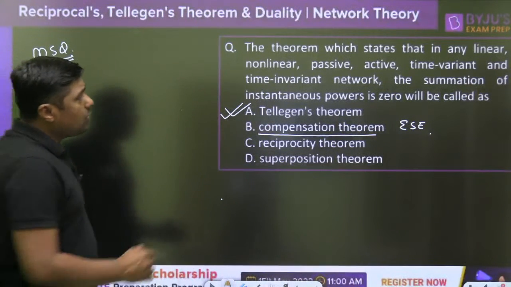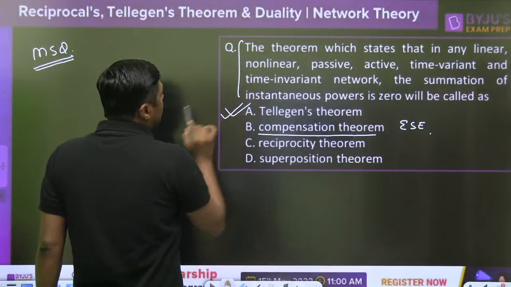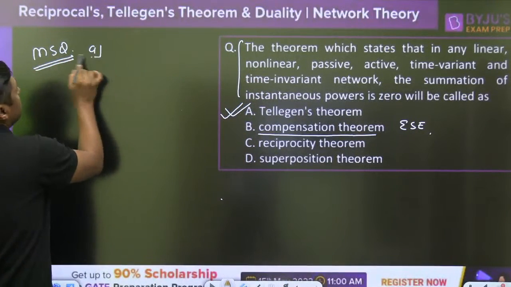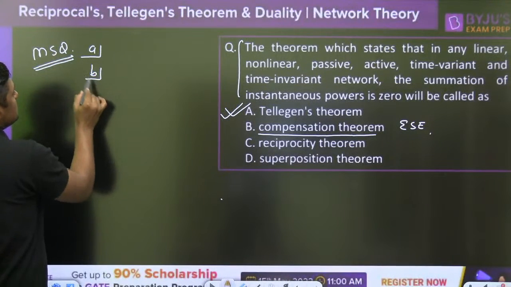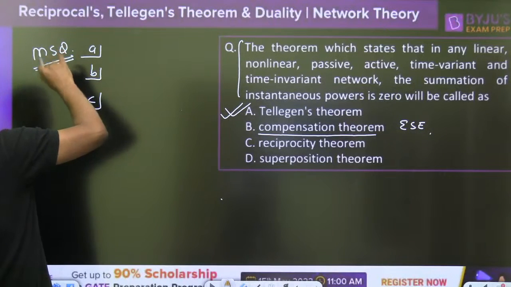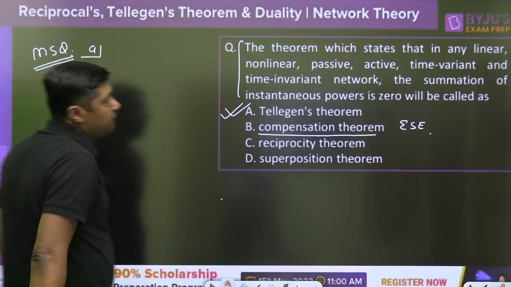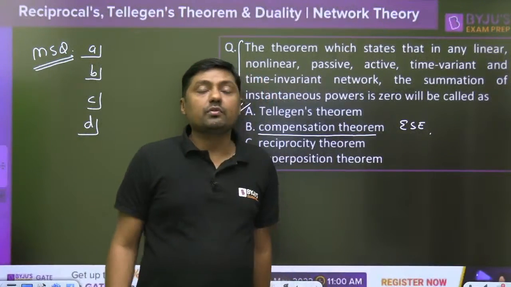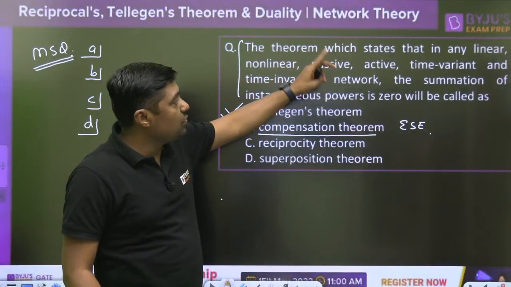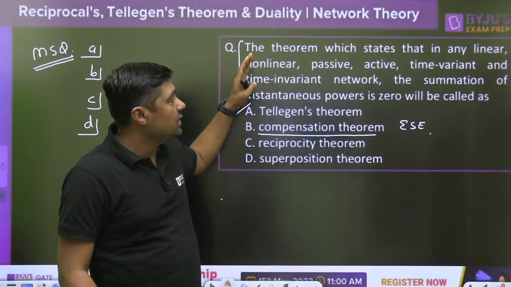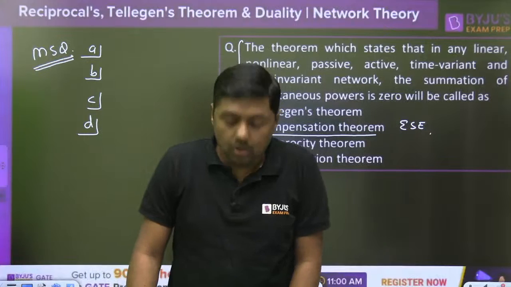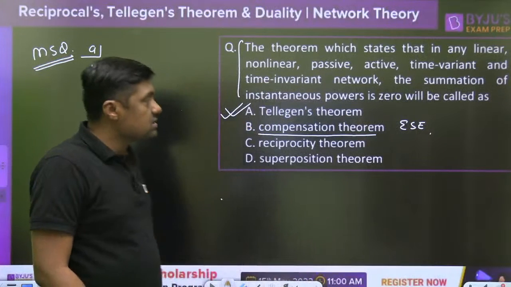So always remember the statement. The same statement they may give in the GATE exam, like option A, option B, C and D, which are correct. MSQ means multiple correct answers, multiple select questions, A, B, C, D. These types of questions are very, very important. Read these: linear, non-linear, passive, active, time variant, time invariant, that is the statement of Tellegen's theorem. Okay, Niranjan. Now I think this is clear.